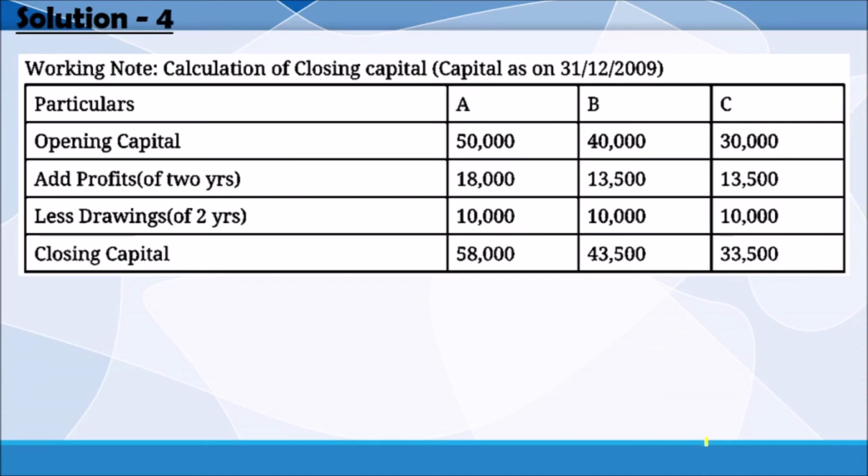With the amount of opening capital and other information in the question, we will find out the closing capital that is to be shown on the liability side of the memorandum balance sheet. So what we have to do? We have to prepare a table for each partner. So opening capital is there, that is available in the question. For A 50,000, B 40,000, C 30,000. We are adding the profit of 2 years.